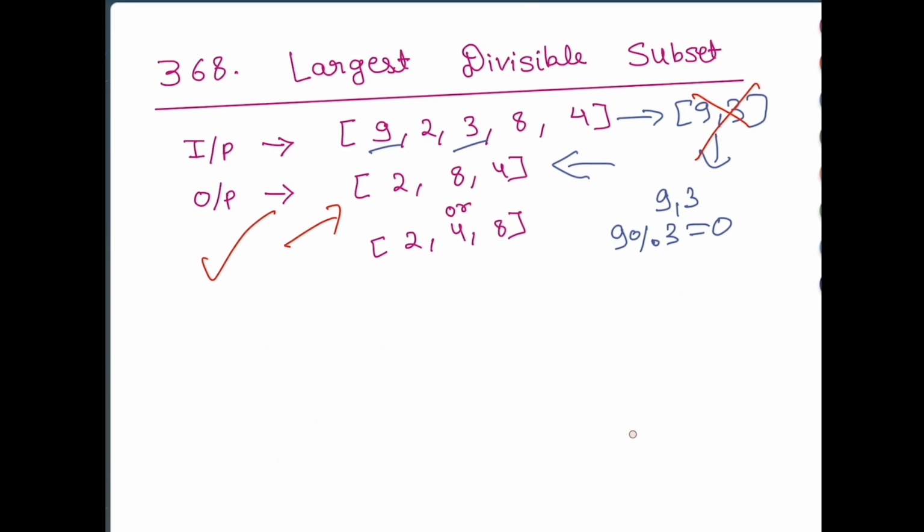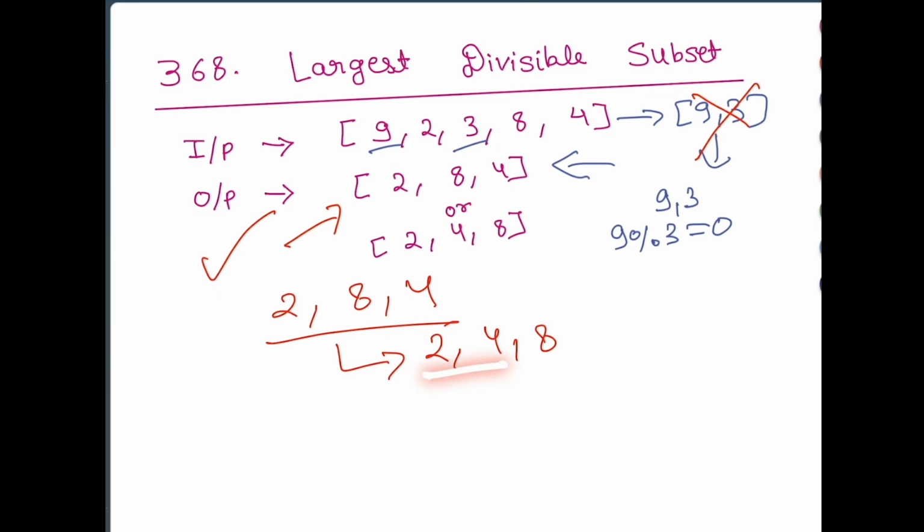And the reason for sorting is, see, if your output is 2, 8 and 4, then you will have to check for each pair, 2 and 8, 8 and 4, and 2 and 4, is the condition true that one of the numbers is able to divide the other number. But instead of this, if you sort it and make it 2, 4 and 8, then you will not have to check each pair. Instead, you can check only the adjacent pairs. For example, 2 and 4 and 4 and 8.